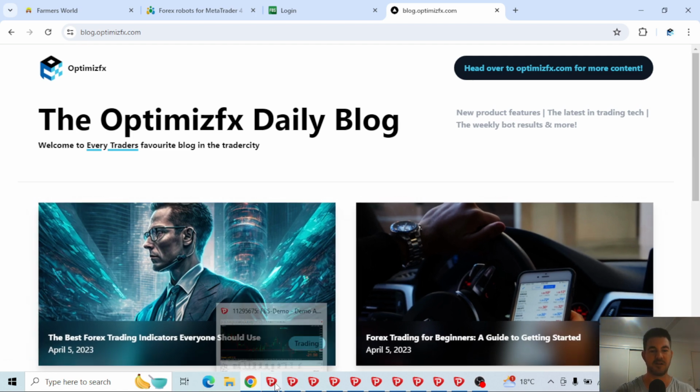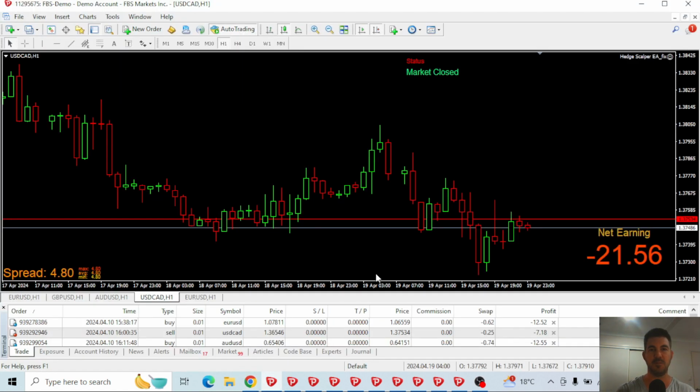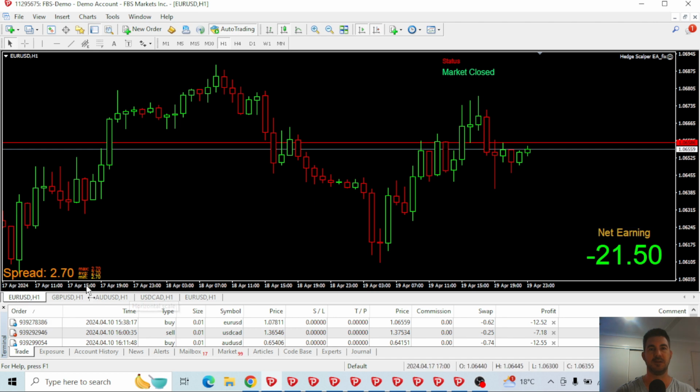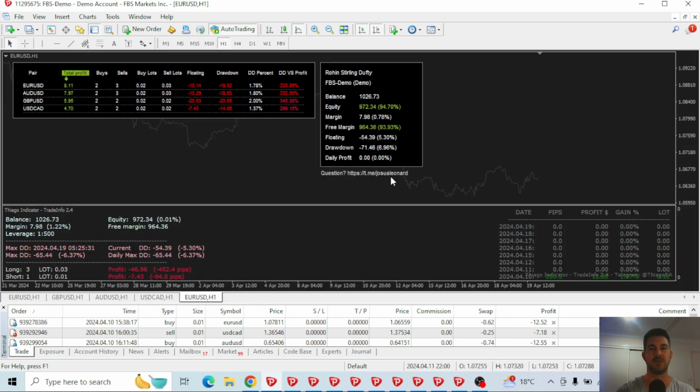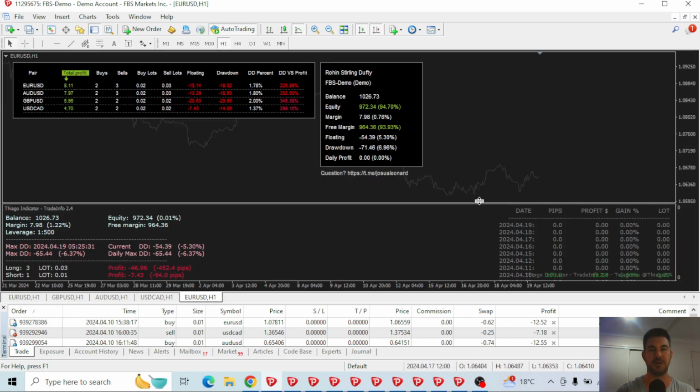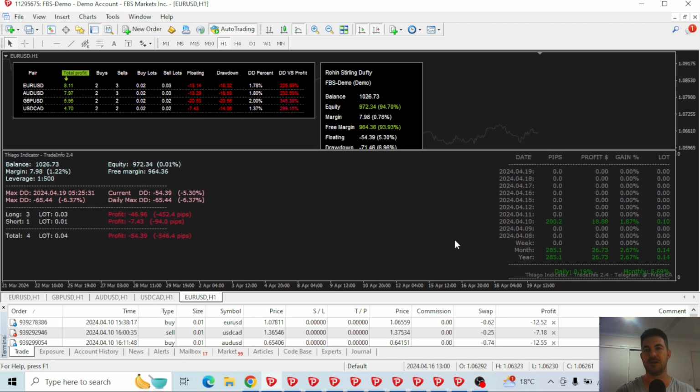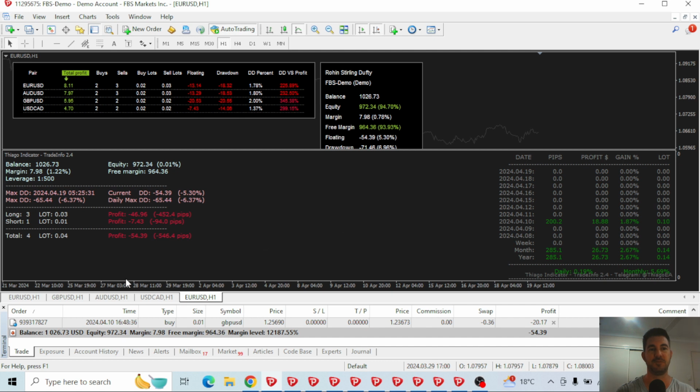Right, so let's get stuck into some of the EAs that I've found and how they've gone over the past couple of weeks. This one here is called Head Scalper EA, and the market is closed obviously because it's a Sunday night. It's only placed one trade at $18. It's made $18 and it's currently down 54, and the highest drawdown it's had is negative $65.